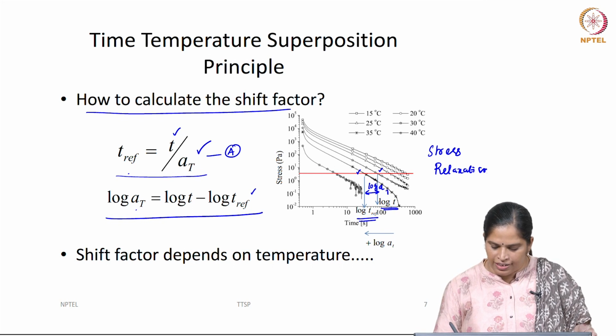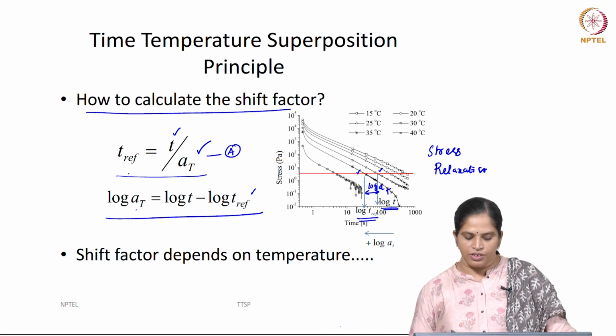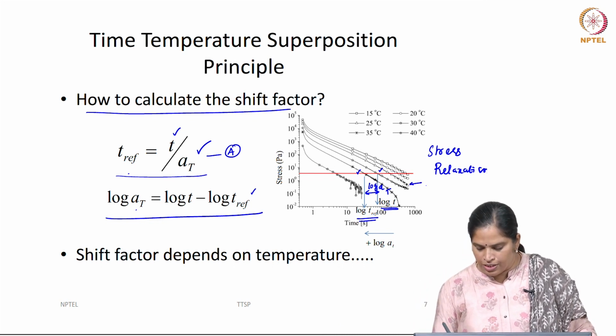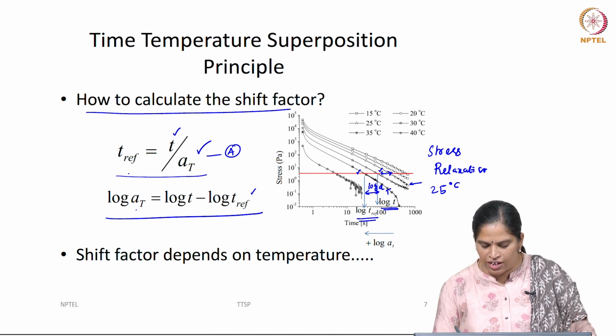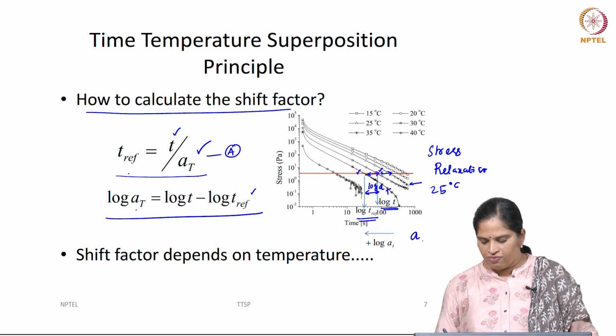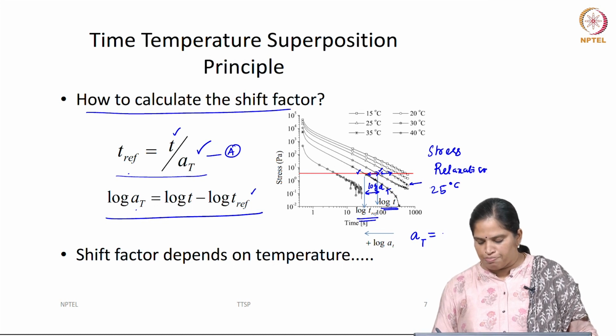We use capital T here, A capital T, because it depends on the temperature. So, you can see that if I want to shift this specific 25 degree curve to a reference of 30 degrees, the shifting value is different, and here from 30 to 35 degrees Celsius the shifting value is different. So, the amount of shift we are going to do depends on the temperature.